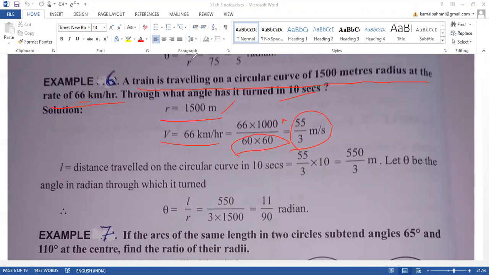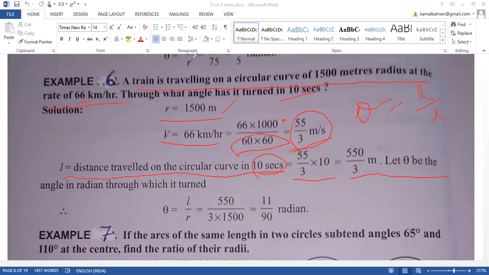Now L is the distance traveled on the circular curve in 10 seconds. The train is traveling on a circular curve, so theta will be equal to L upon R. The velocity is 55 by 3 meter per second. In 1 second, it covers 55 by 3 meters, so in 10 seconds it will cover 55 by 3 into 10, which is 550 by 3 meters.